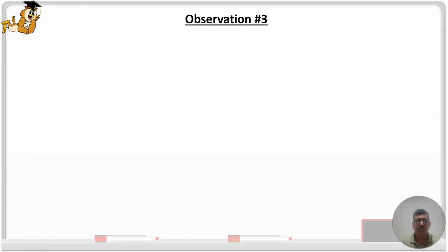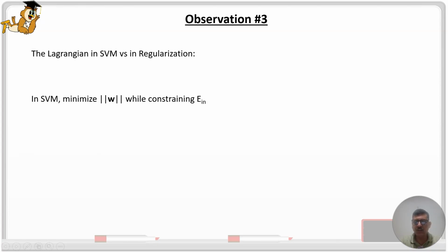Observation number 3: the Lagrangian in SVM versus the Lagrangian in regularization. Remember, a long time ago we studied the idea of regularization, and at that time also we had built a Lagrangian. There is a symmetry in what happened in that case versus what happens in the case of an SVM. What did we do in SVM? In SVM, we minimized the norm of W while constraining E in, the in-sample error, by saying that the in-sample error has to be equal to 0.